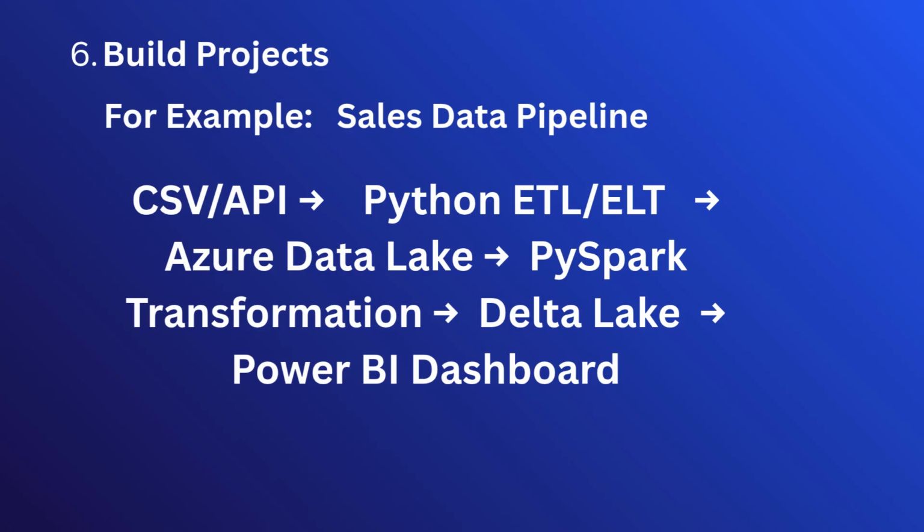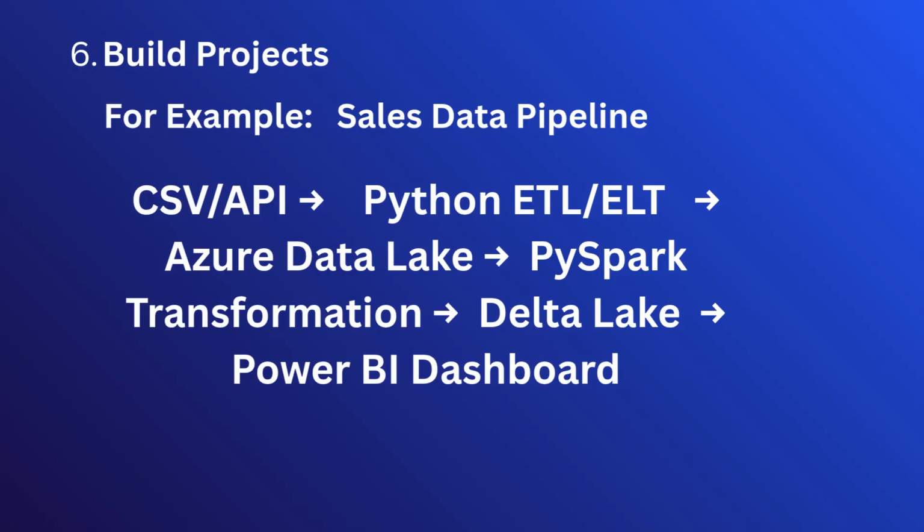Step 6 is building a project. Building a project means it is not sufficient to just create programs that read data from a CSV file and perform transformations using your Python code. You have to create a project, and the project should have an architecture.